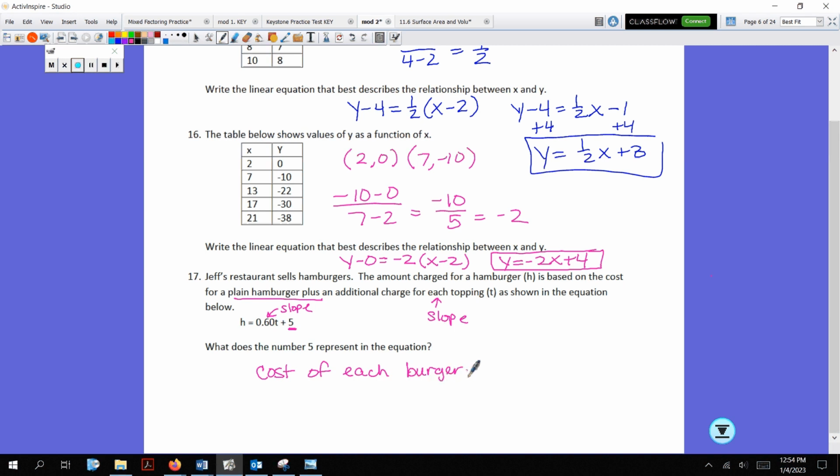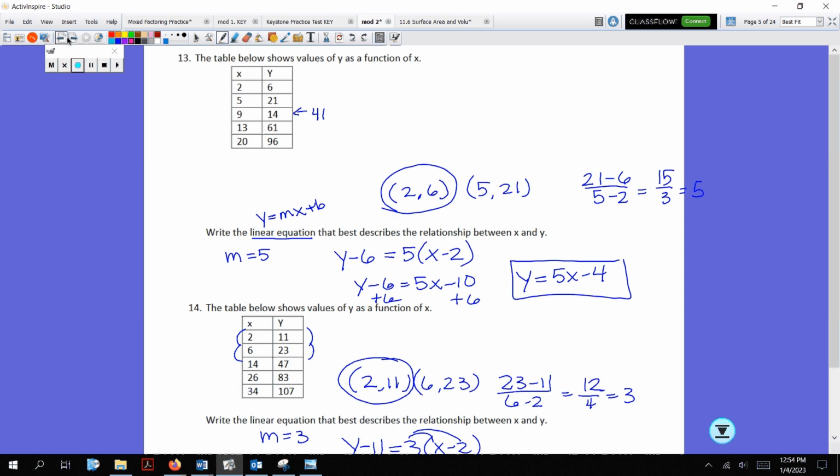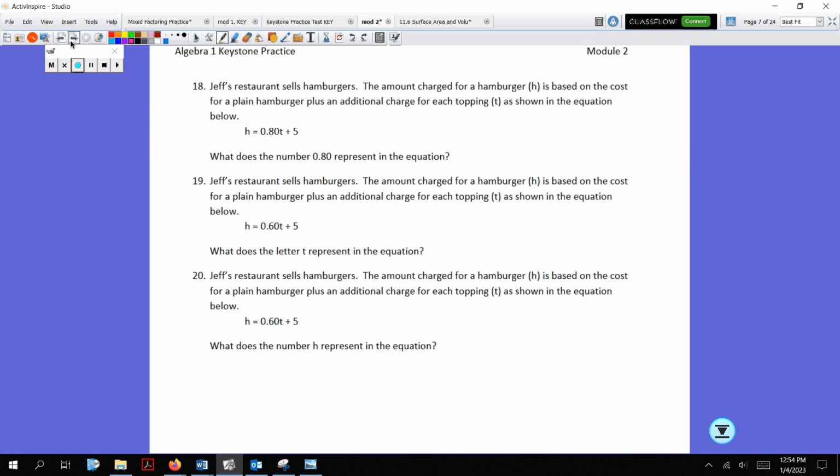Without them, obviously. Oops, I went the wrong way. There you go. Okay, number 18, here we go. Well, we just talked about the slope, the rate, right? Each topping, that's going to be this guy right here. So what does the 0.8 represent? Well, that's the cost of topping.